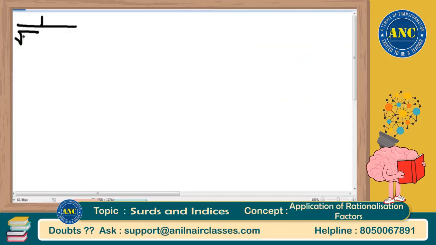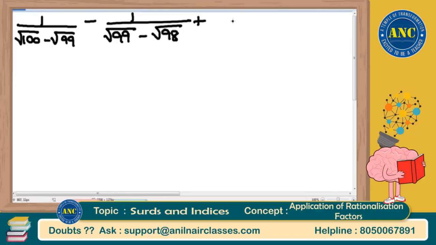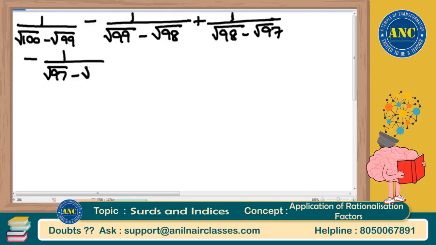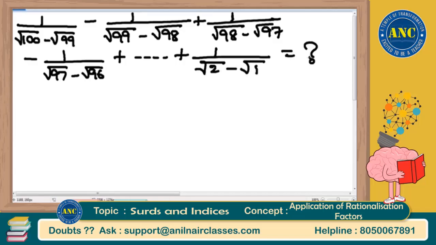1 divided by root 100 minus root 99, minus 1 by root 99 minus root 98, plus 1 by root 98 minus root 97, and then the same terms continue. Next is minus 1 by root 97 minus root 96, plus, it continues. The last term is 1 by root 2 minus root 1. This entire value I require.